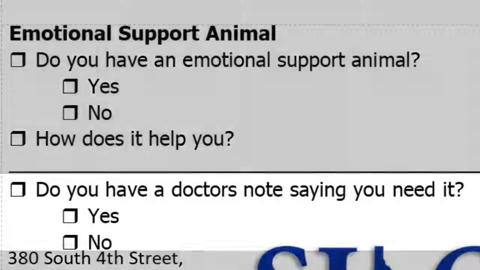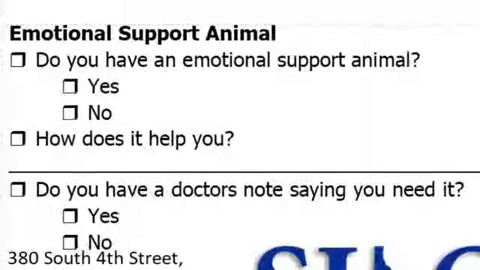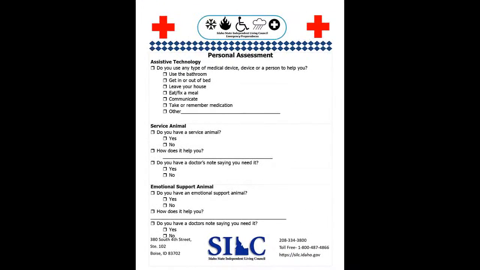Question 3, do you have a doctor's note saying you need it? One of the biggest things that people lose in an emergency is important documentation. If you do not have a doctor's note, work on getting one to keep with your important documents. That was the front page of the Personal Assessment Worksheet. Let's now move on to the back page.